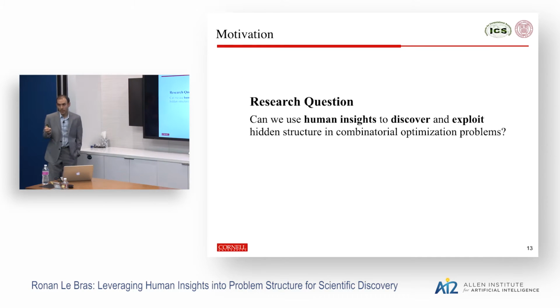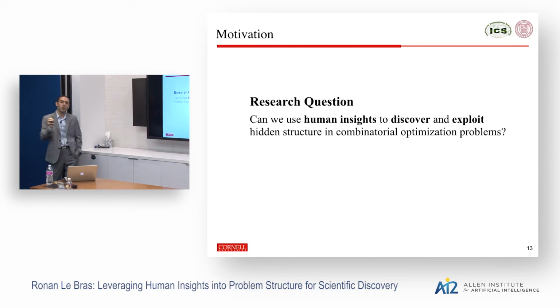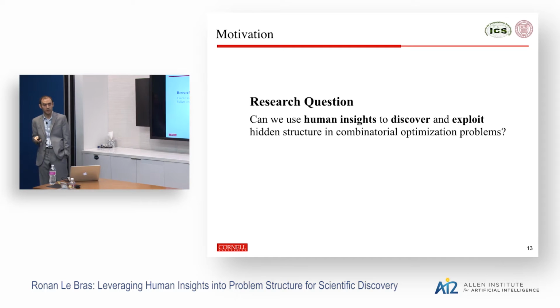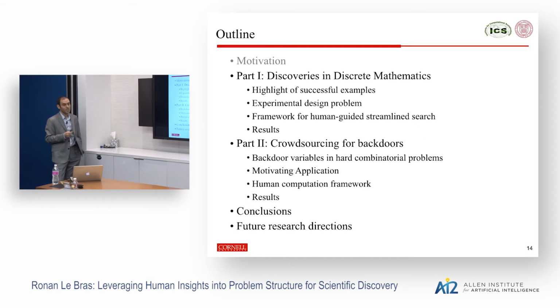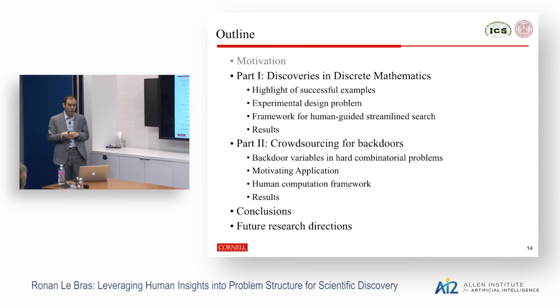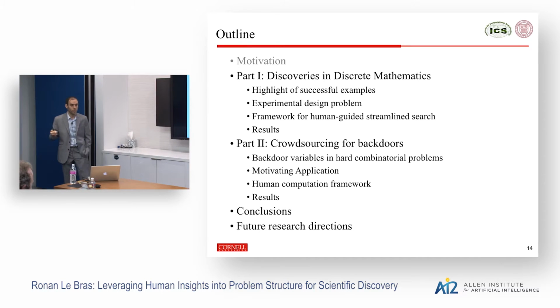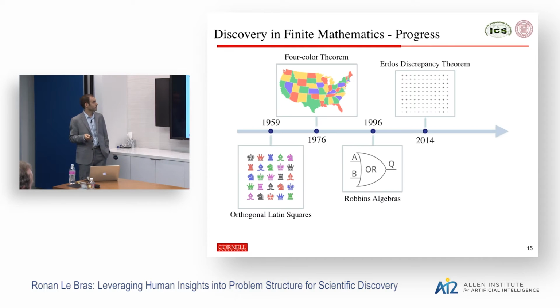So the research question that I'm addressing here is whether or not we can use human insights to discover and exploit hidden structure in combinatorial optimization problems. This is the motivation of this work. In the first part, I'll talk about discoveries in discrete mathematics, and then I'll show you how the same ideas can be applied to crowdsourcing for backdoors for a particular problem in materials science.